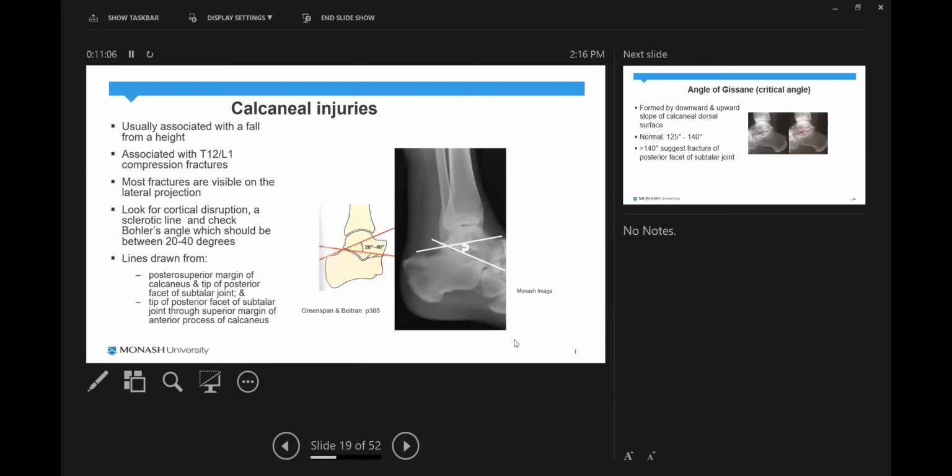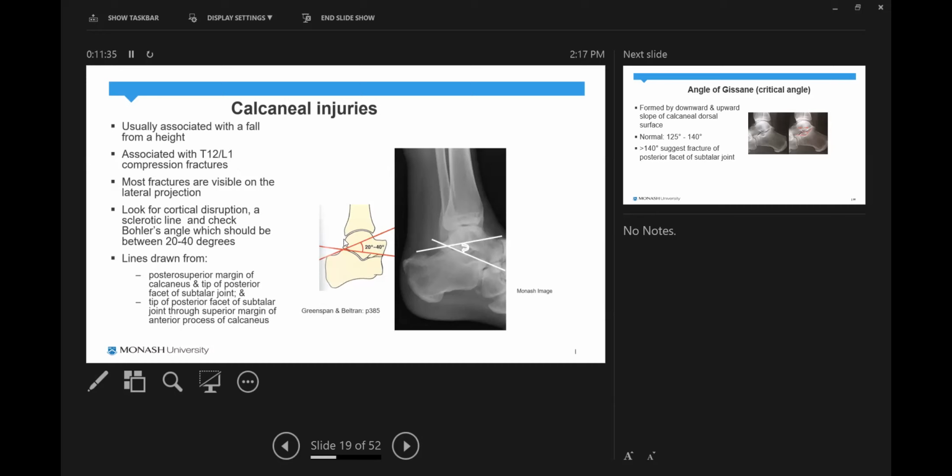Calcaneal injuries occur commonly as associated with a fall from height, and then also not to forget about the association with T12-L1 compression fractures due to the force when the patient lands on their feet, and then the force goes through the central body, and naturally there's flexion at T12-L1, which can then cause compression fractures.